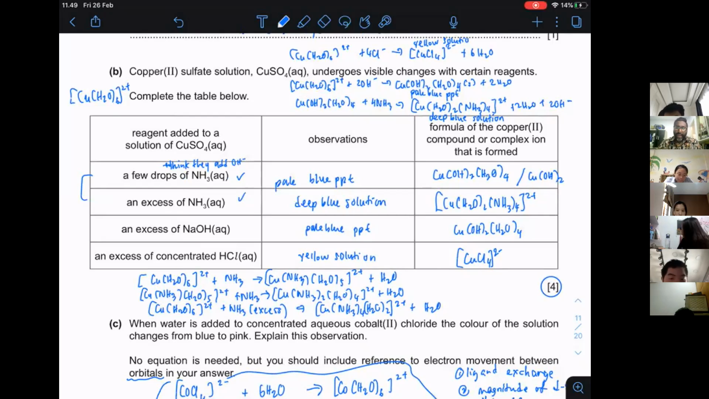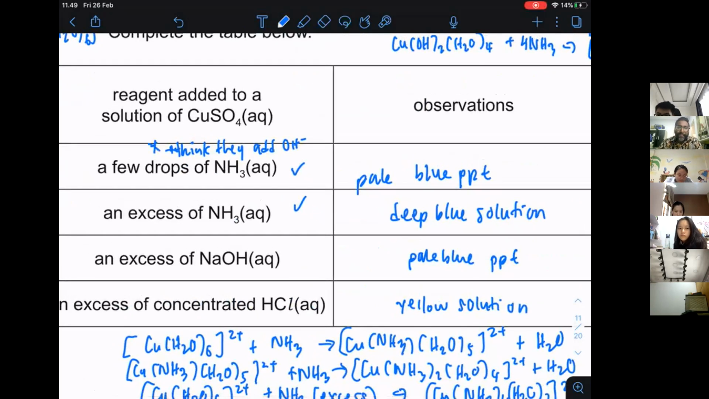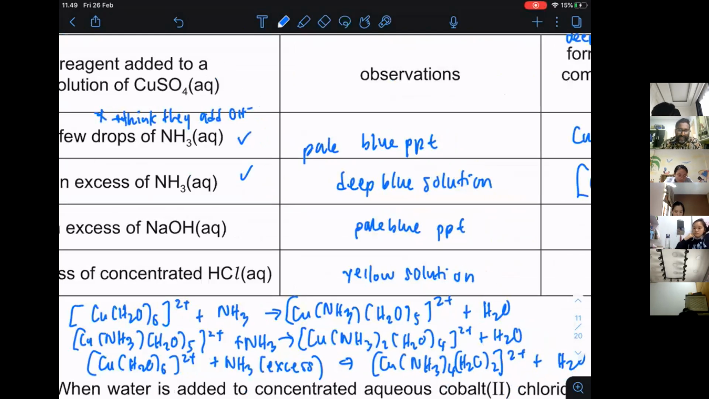Because it's an ammonia solution, the water itself will give you the OH minus. The ligand that we are interested in when you add a few drops of ammonia will be the OH minus. So I want you to think as though they are adding OH minus. So what do you see when you add OH minus over there? You will see a pale blue precipitate. Do remember this, a pale blue precipitate.